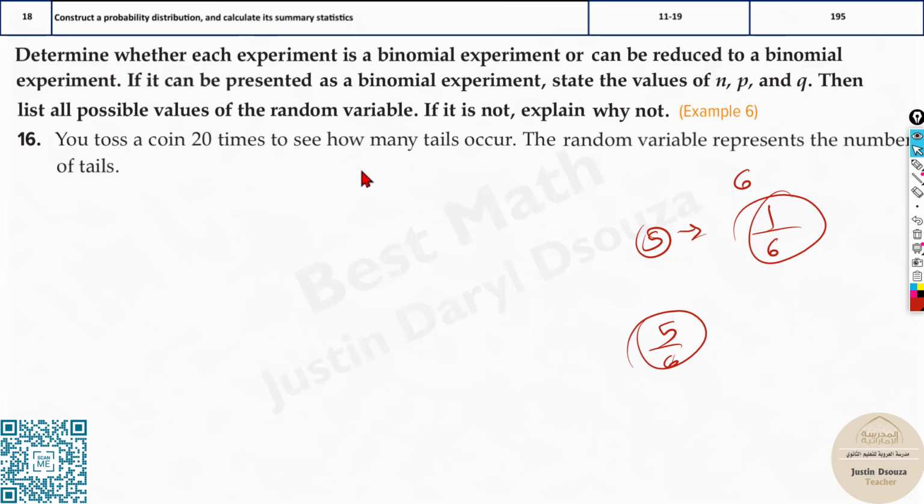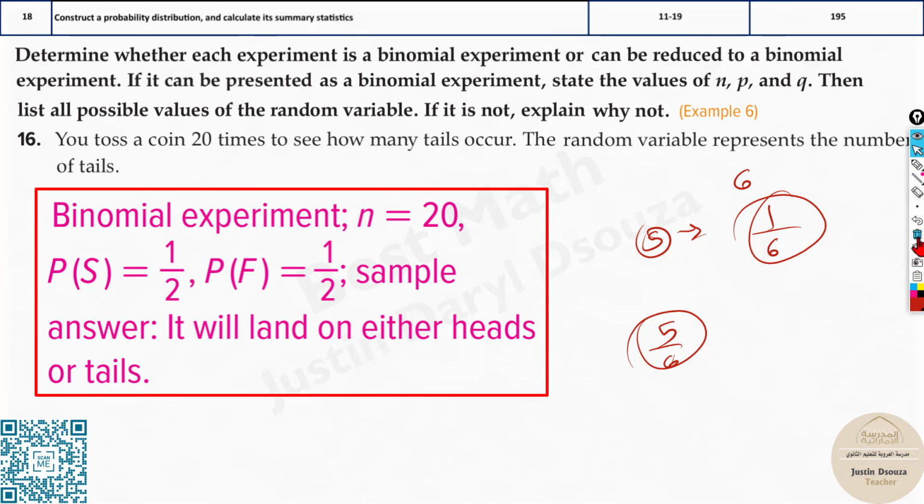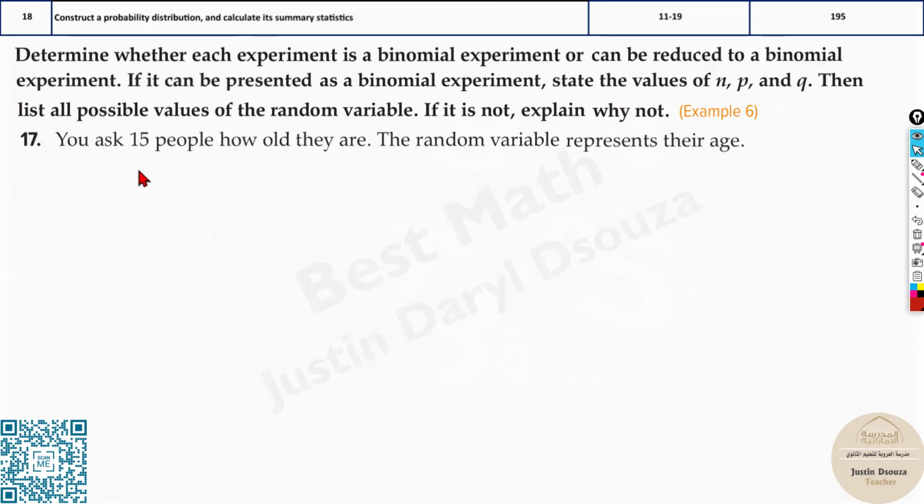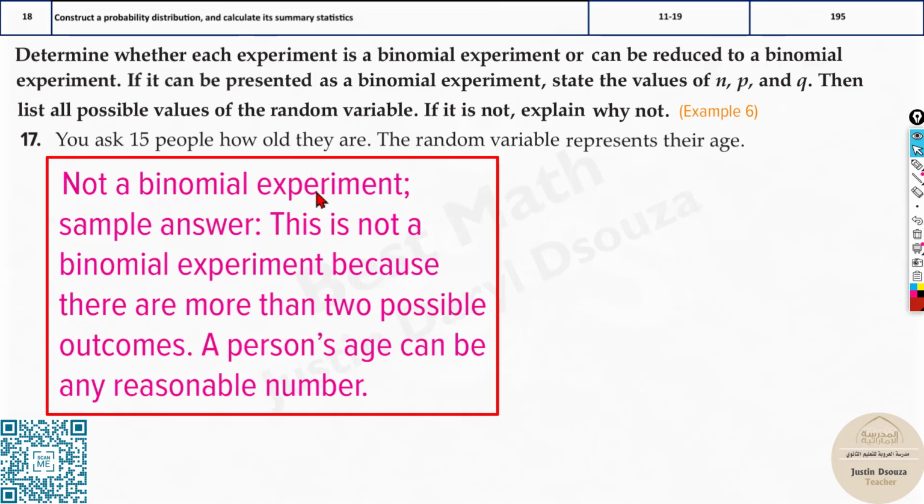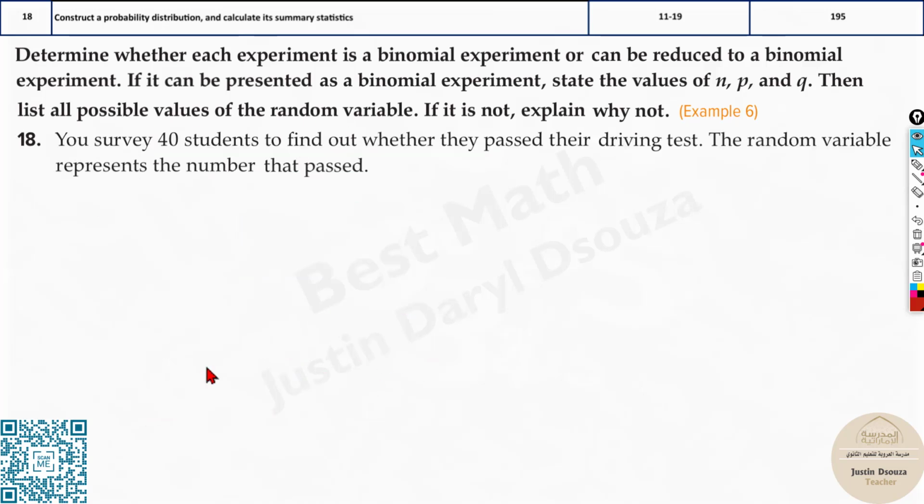Here, you toss a coin. Again, it's a binomial experiment. Tossing a coin has only 2 possibilities, right? The probability of success and failure is half and half. You ask 15 people how old they are. Now, this cannot be a binomial experiment. What is the age? It can be anything. It can be like 10 years, 15 years, 20 years, 70 years. It can vary a lot. So you won't have just 2 answers, isn't it? So in this case, it's not a binomial experiment, because there are more than 2 possible outcomes. Age can be any reasonable number.